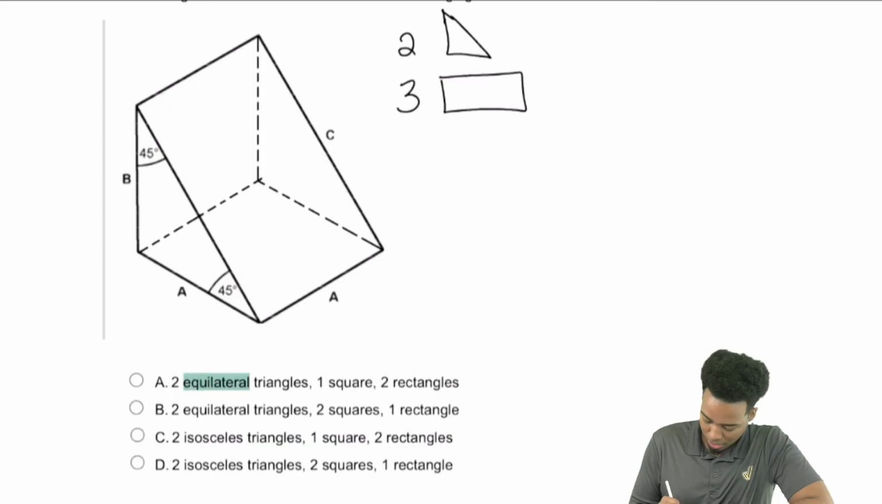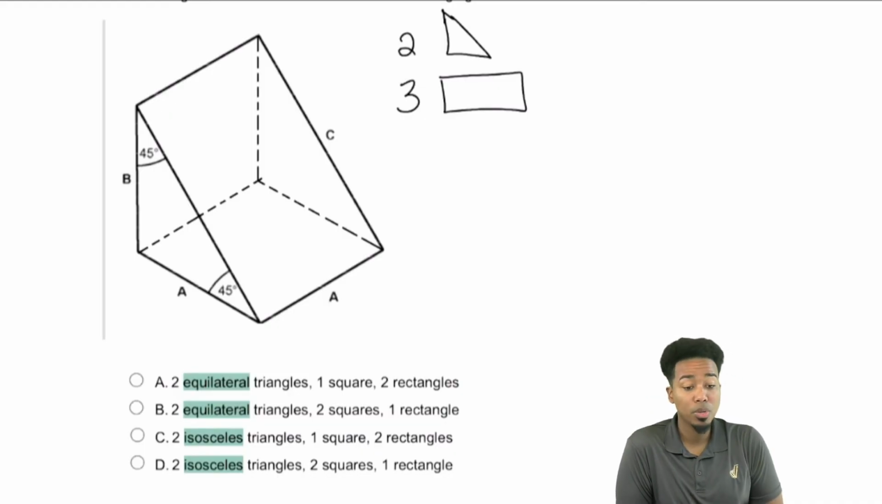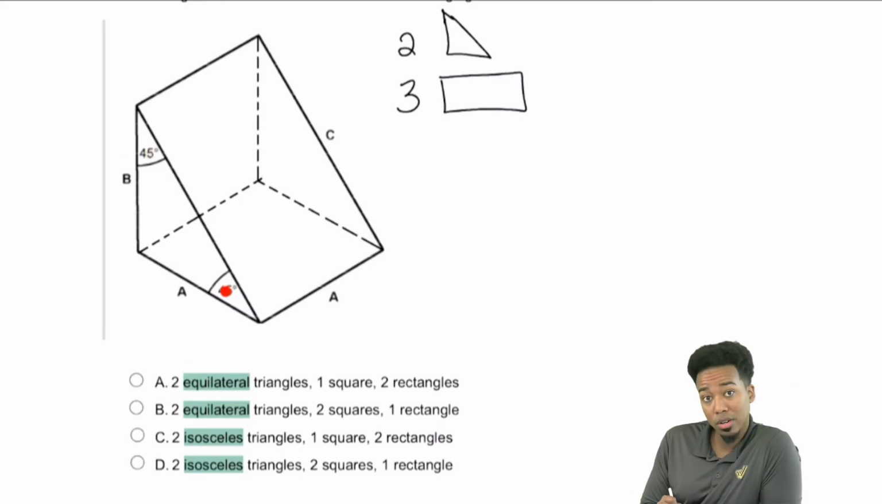What do you mean equilateral? Then we have two isosceles. Which one is that going to be? Well, when you take a look here, we see that we have a 45-degree angle here, a 45-degree angle here, which means that we have the same angles. If we have two angles that are the same in a triangle, that means we have two sides that are the same. Two sides that are the same, that constitutes an isosceles triangle.